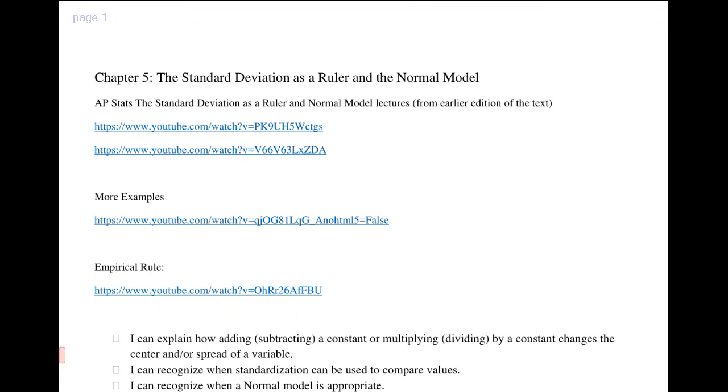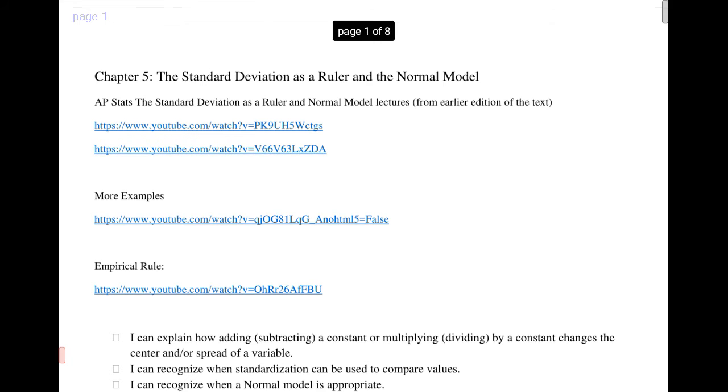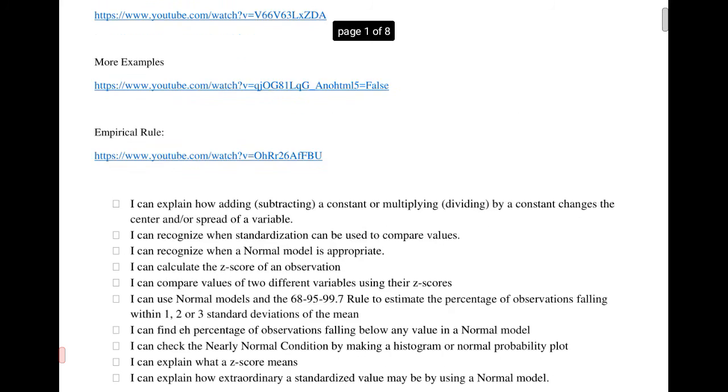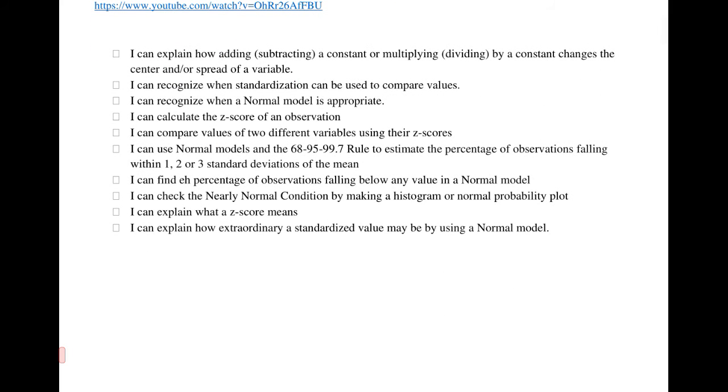Chapter 5, the standard deviation as a ruler and the normal model. So this is a very important chapter. We're going to use the standard deviation and normal model throughout the year. It's really important that we learn this information really well, study it a lot, and have it down cold. The better you are at this now, the easier this course is going to be for the next several months.